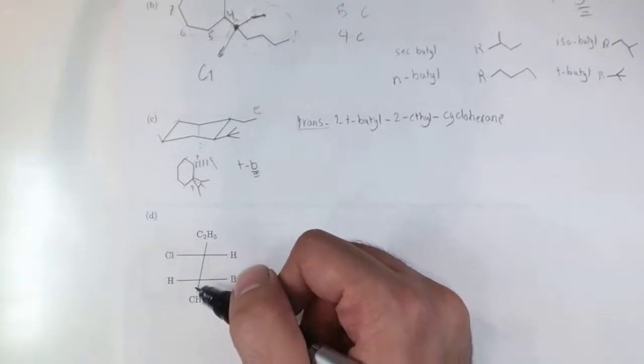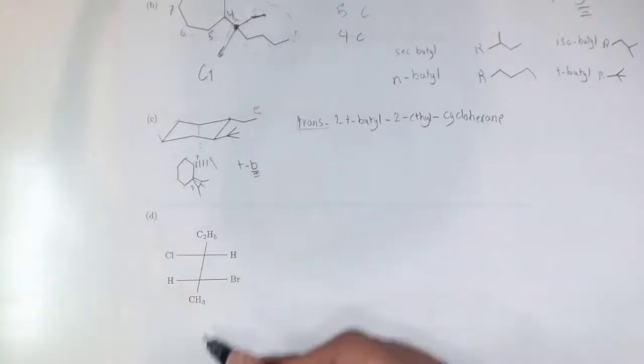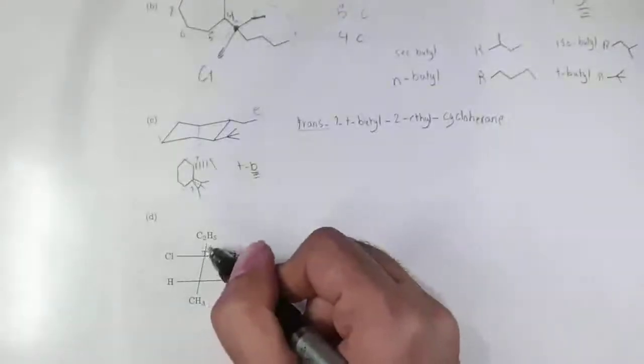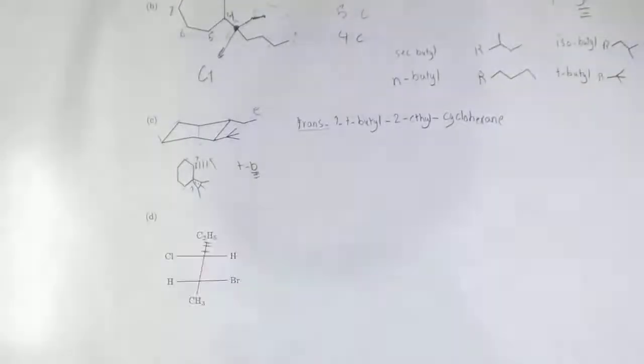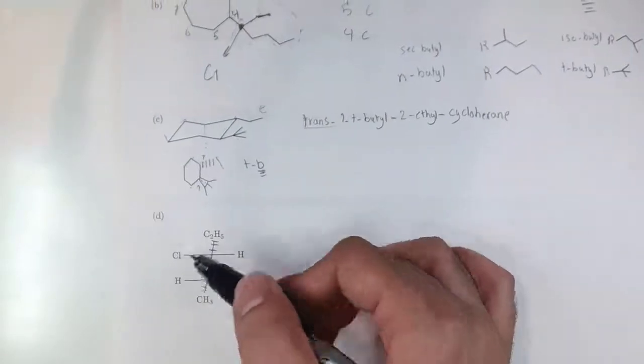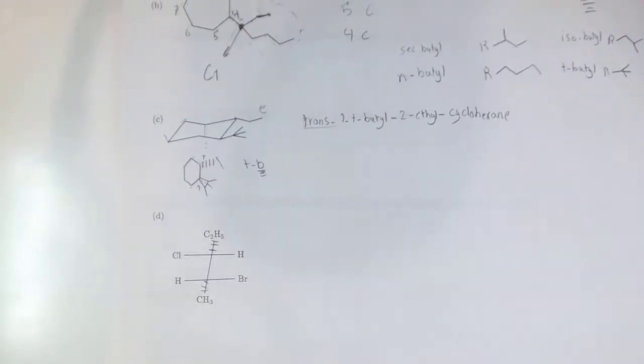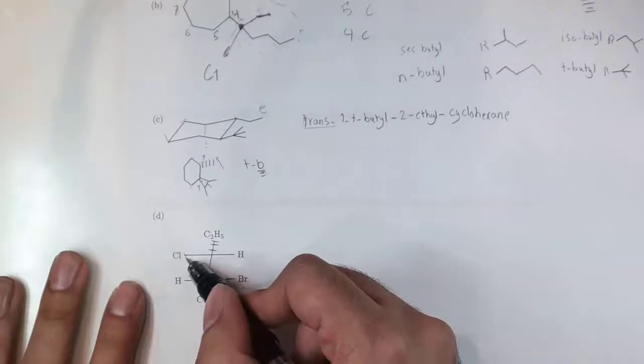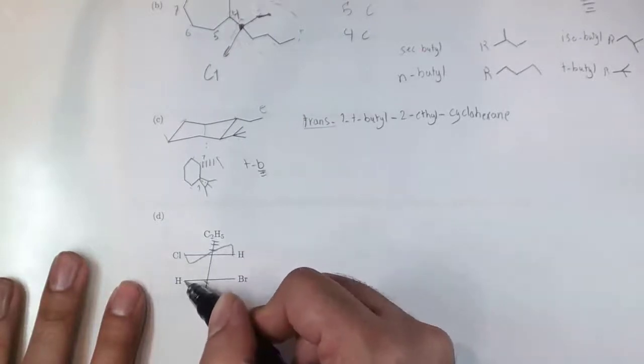When I'm naming Fischer projections, remember, a Fischer projection is indicating to you something very important: stereochemistry. The two ends of my chain in a Fischer projection should be facing away from me, so on a dash. So this is on a dash and this is on a dash. And the rest of my substituents, anything that's on a horizontal line, is going to be on a wedge. So these guys look like this.